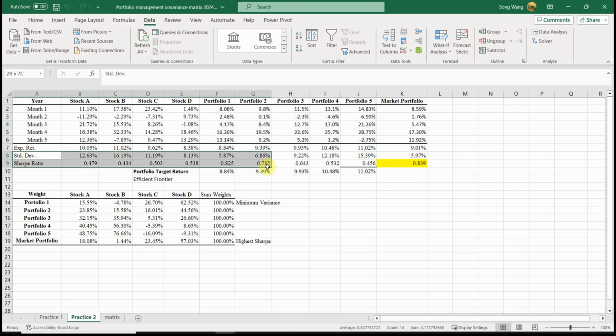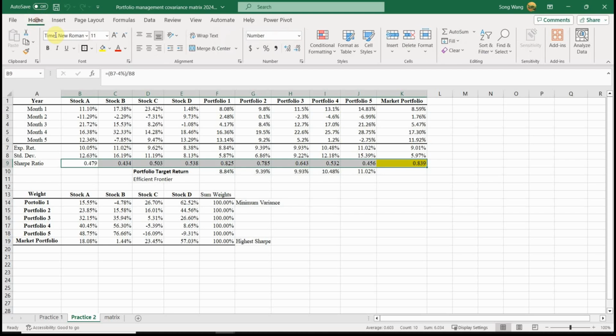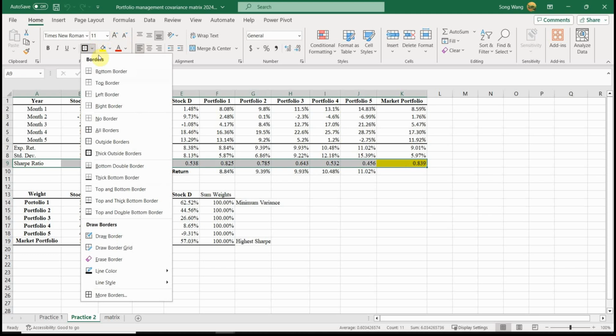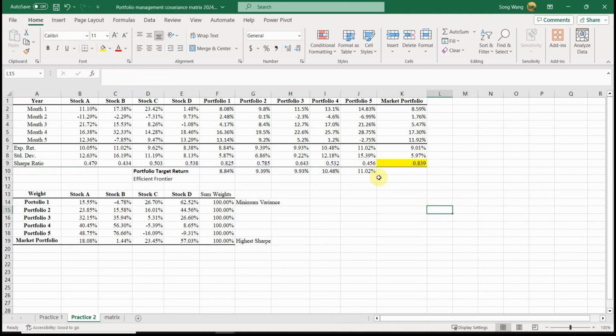As you can see, all the risks here from 1 all the way to 5 are minimized using solver, and they came up with a different level of returns. Let me just put a borderline here. Under each return, you have a portfolio, the optimized portfolio, giving the lowest level of risk.